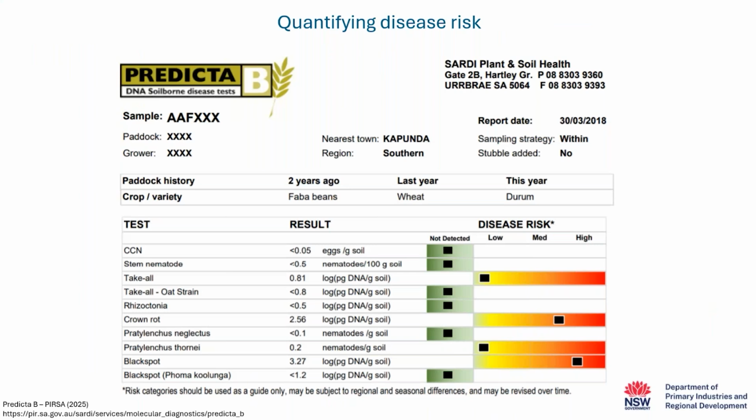SARDI in South Australia provides the Predicta B service, which uses qPCR to count agriculturally important populations, such as mycorrhizal fungi, fungal pathogens, and nematodes. This sample report shows how these DNA-based counts are converted into crop-specific disease risk ratings, often visualized as traffic lights. Now, this is one of the few biology tests that directly supports agronomic decisions, helping growers choose fungicides, crop varieties, or even whole crops based on disease risk.